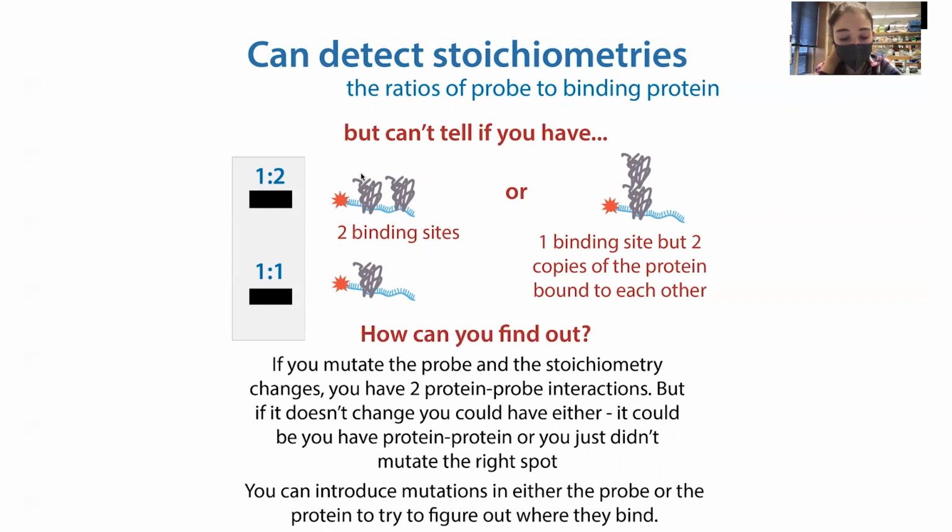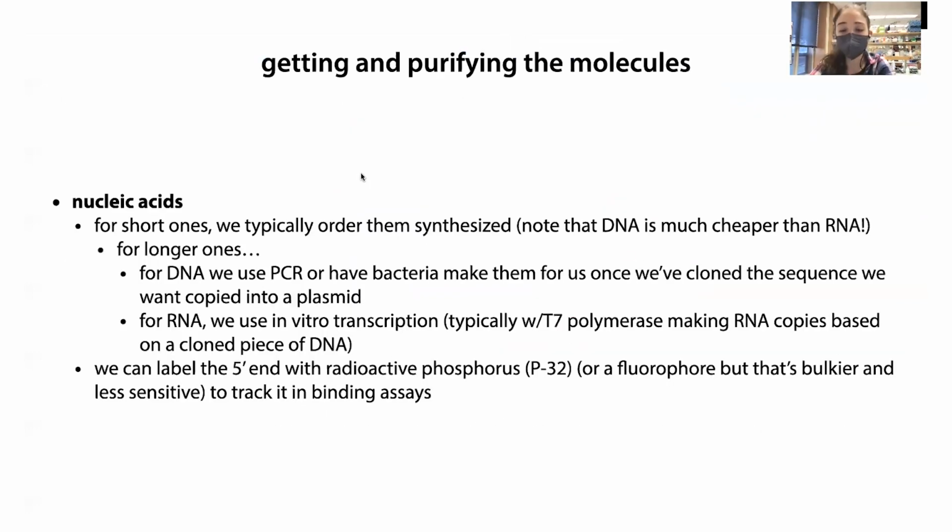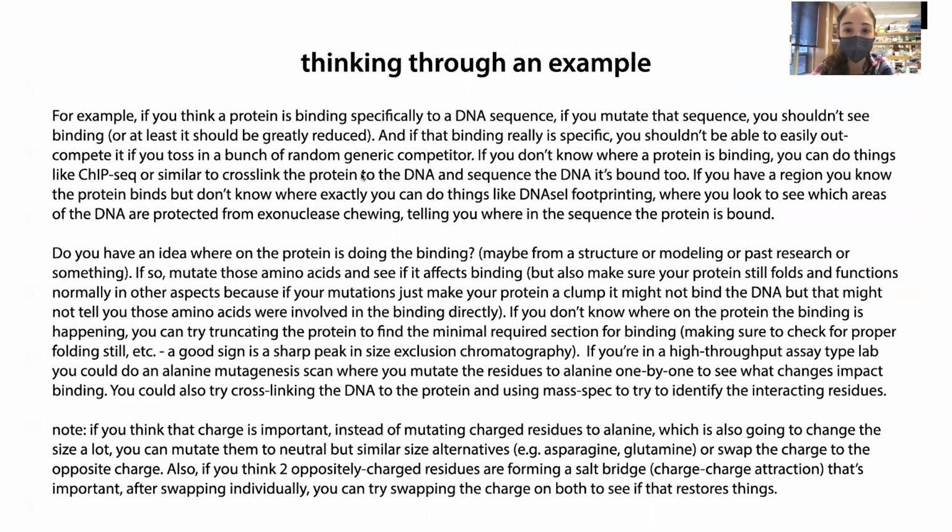Let's go through an example of a protein-DNA interaction you wanted to study. If you mutate that sequence, you should be able to lose the binding. We just talked about different ways we can measure the binding. In addition to mutating the sequence and seeing that it no longer binds, if you want to see that this binding really is specific and it doesn't just bind any old nucleic acid, there are different things you can do.